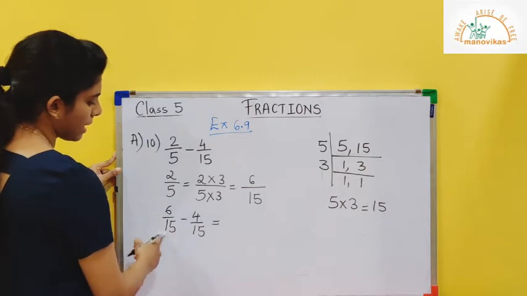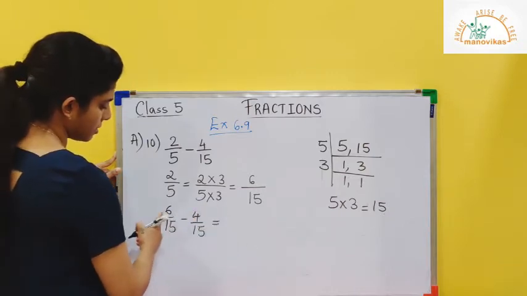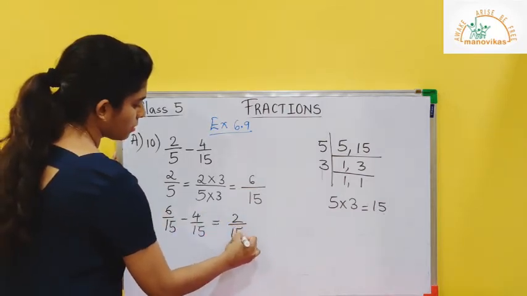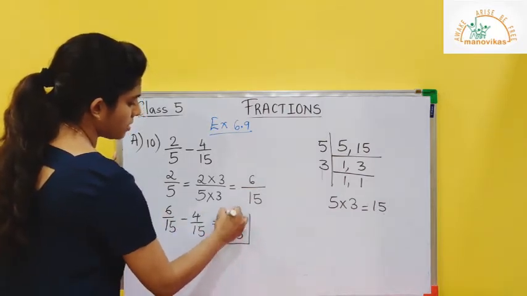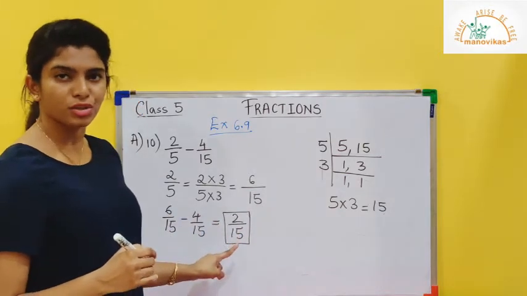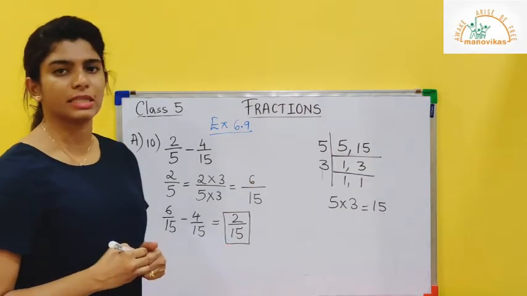Now here I got the denominator the same. Now subtract the numerators. 6 minus 4 is 2 upon 15. Now if you see here, the answer I get is a proper fraction. So leave the answer as it is. The answer is 2 upon 15.